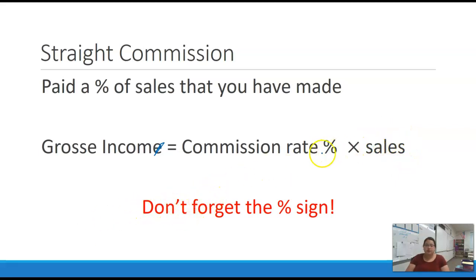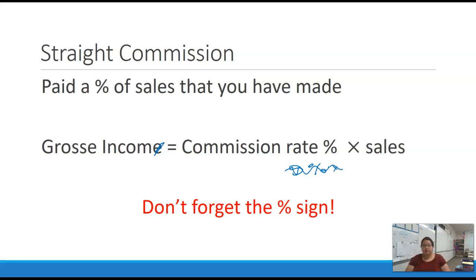Now it's super important when you type this in your calculator, don't forget to type in the percentage sign. So if it's 5%, you're going to type in 5% times whatever your sales are. If you don't have that percentage sign on, then you will actually get the answer wrong. It'll be about 100 times what you should get paid.